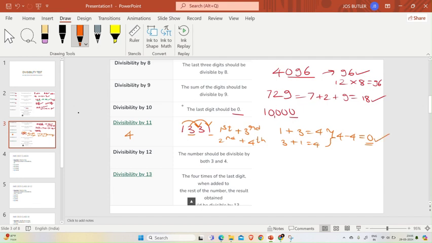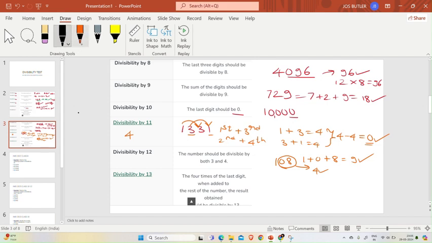For 12, the number should be divisible by both 3 and 4. Let us pick 108. So for 108, the divisibility test for 3: 1 plus 0 plus 8 is 9. It is divisible by 3. And for 4, we will check the last two digits, which are 0, 8, and 8 is divisible by 4. So it is divisible by 4 as well.